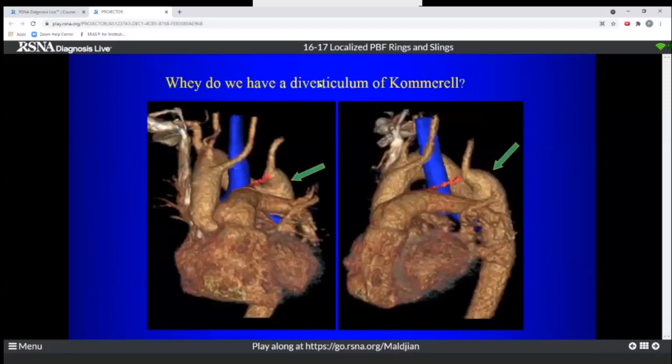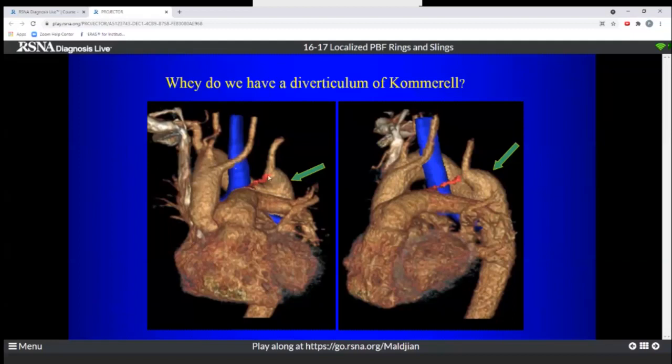And so why do we get a diverticulum of Kommerell? Well, in this volume rendered image, I've indicated the ligamentum arteriosum here. What happens is the diverticulum of Kommerell gives you an indication of where the ductus arteriosus was. So in embryology, the blood flow going through the ductus arteriosus would result in increased blood flow going through this portion of the vessel. So that portion of the vessel would remain dilated as the blood flow goes through there, through a patent ductus into the pulmonary artery.